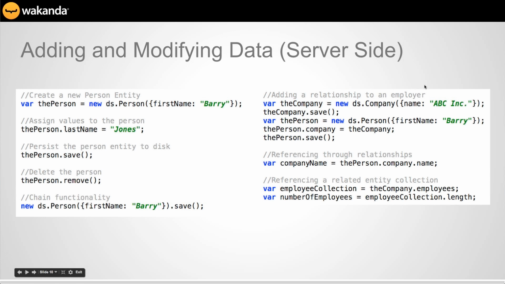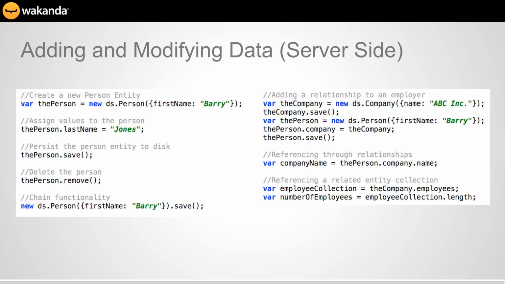Here's a look at adding a relationship to an employer. So we create a new company, save the company, create a person, and we just go ahead and assign the person.company this variable that we made in the first step. And when we save that person, that relationship is created. You can also do a lot of chaining within your data. So if we want to get a reference to the company name and we have a person variable, we can go ahead and do the person.company.name and chain right through and get to the values that we want quickly.